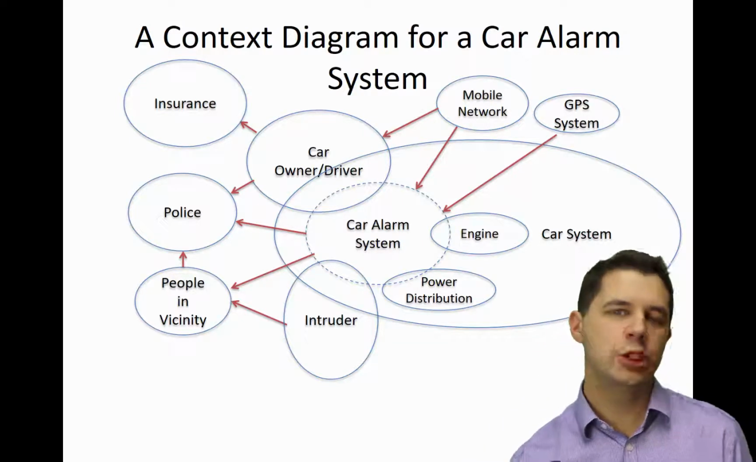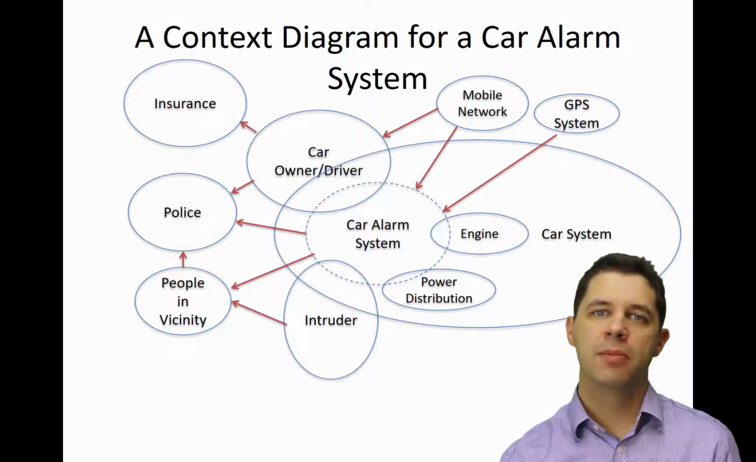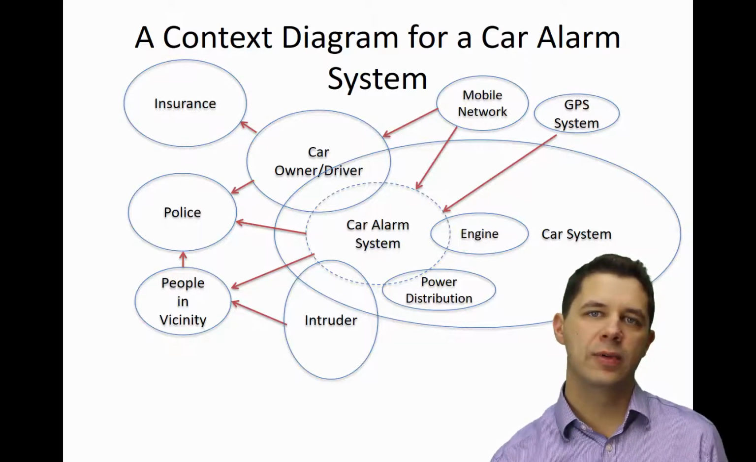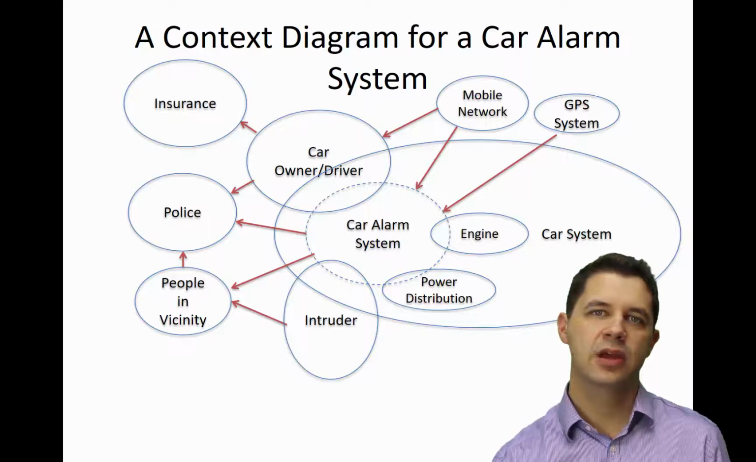Now, we have the engine marked in there because this car alarm system may have an engine immobilizer to prevent the engine from starting unless the car alarm system is disabled. We'll also need power that will be supplied by our car system to power this car alarm system.